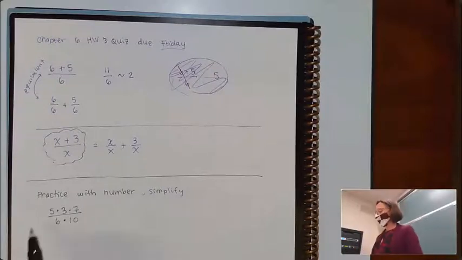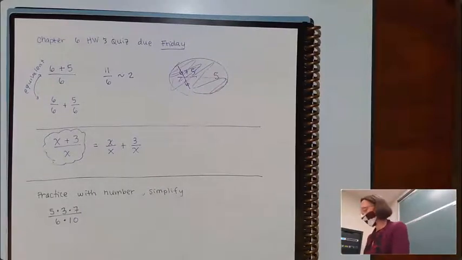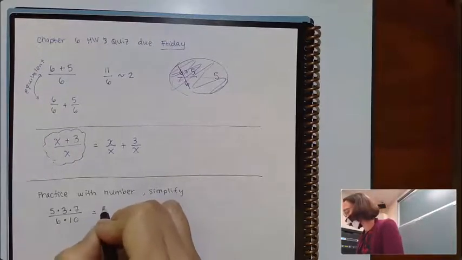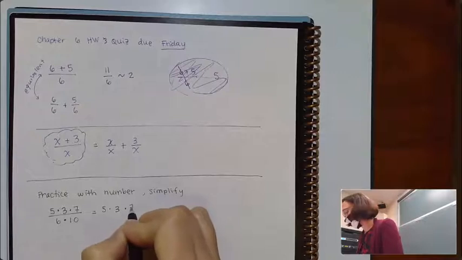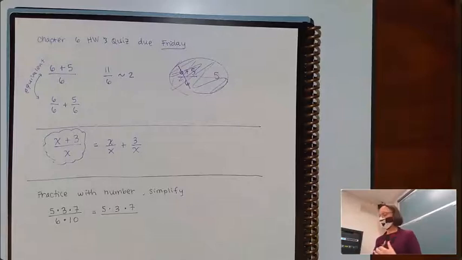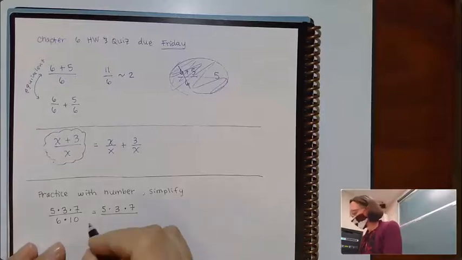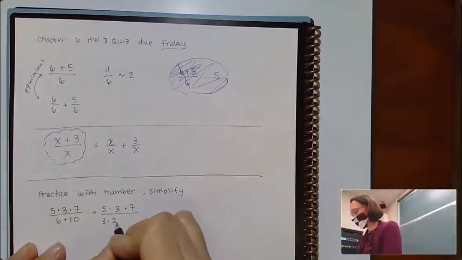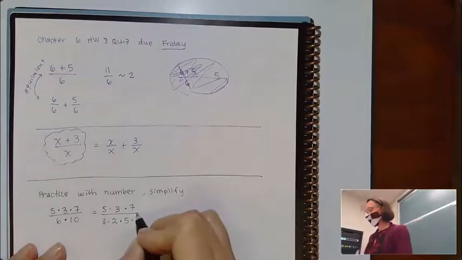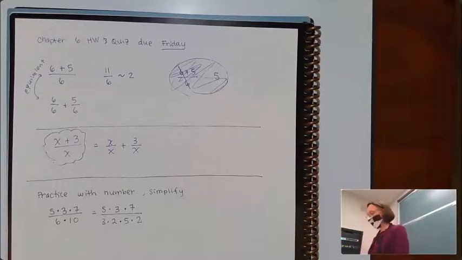Well, since all of my things are numbers and they're all being multiplied together, one option that I have to reduce this to lowest terms is to think about breaking anything up into its smaller factors. 5, 3, and 7, they're all primes, so there's nothing more that I can do with those. But 6 and 10, I can rewrite each of those. That 6 I can rewrite as 3 times 2. And the 10 I can rewrite as 5 times 2.